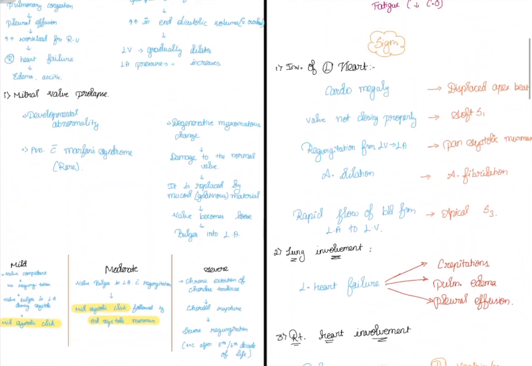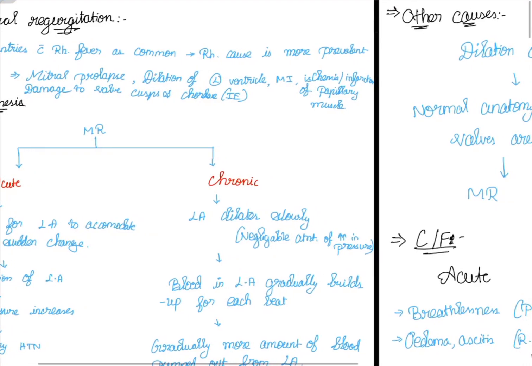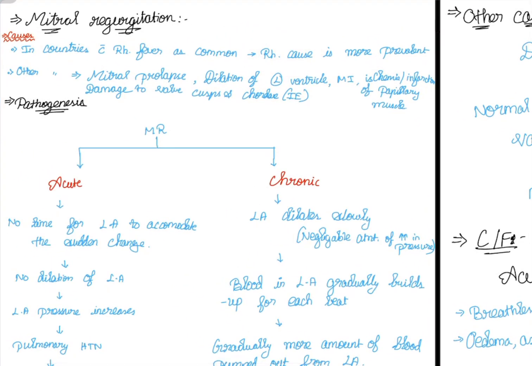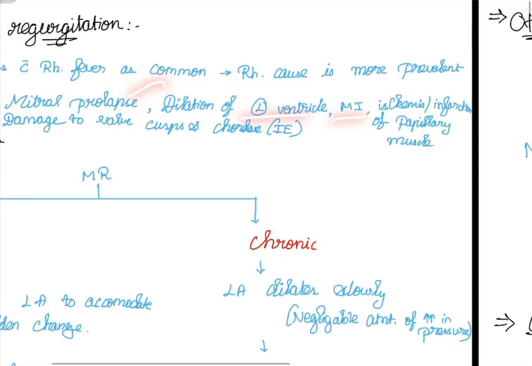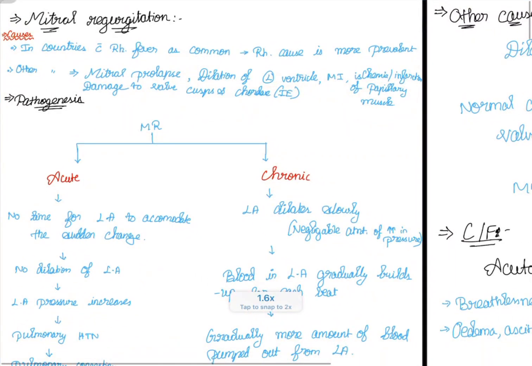So what are the causes? In countries where rheumatic fever is most prevalent, like India, rheumatic fever will be the most common cause. But in countries where rheumatic fever is not as prevalent, like the UK, there will be other causes like mitral prolapse, dilation of the left ventricle, MI, ischemia of the papillary muscles, and damage to the valve cusps and chordae. These are the other causes of mitral regurgitation.